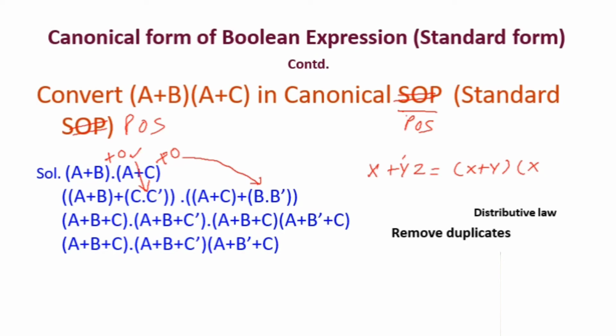Okay, so this is my x, this is my y, this is my x, and this is my z. So x plus y into x plus z. Similarly here also x plus y into x plus z, and then removing the redundant terms, that means this A plus B plus C here, this term and this term are repeated, so I am writing it only once, and this becomes my canonical POS. So it is mentioned here, remove duplicates, that means the entries which are multiple times I have to replace by a single entry.